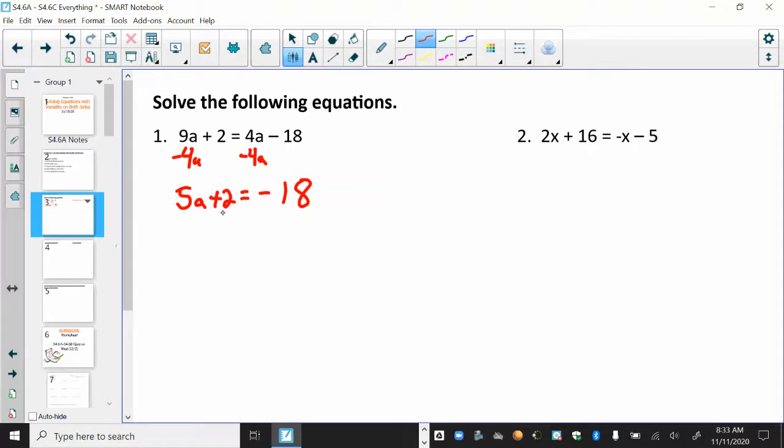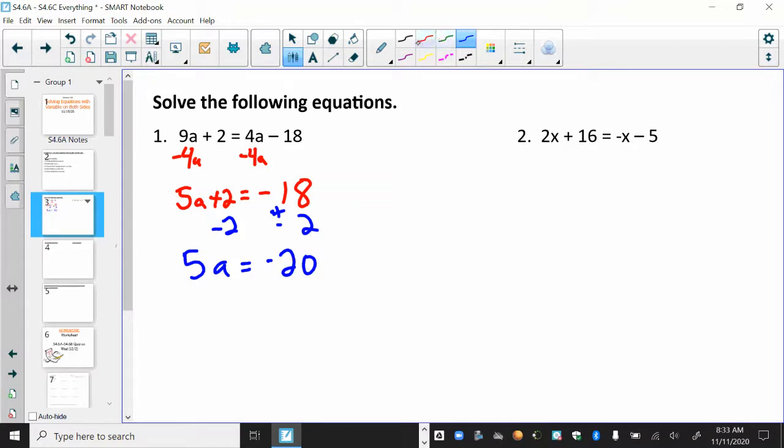Then step 4, we want to undo addition or subtraction. So I'm going to go back to the side where my variable is. I'm going to look at the other term. I have plus 2, so I'm going to do the opposite, minus 2, and minus 2. We know how to do this. We've done this a bunch. Bring it down: 5a equals negative 18 plus negative 2 makes negative 20.